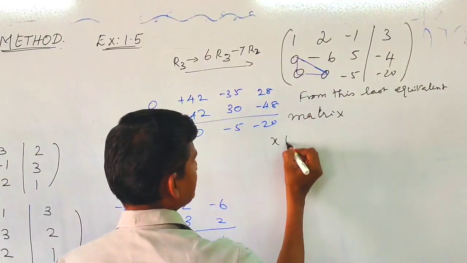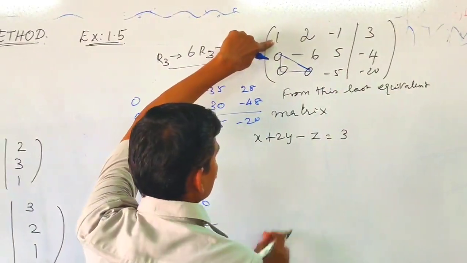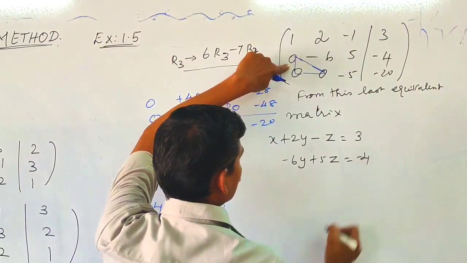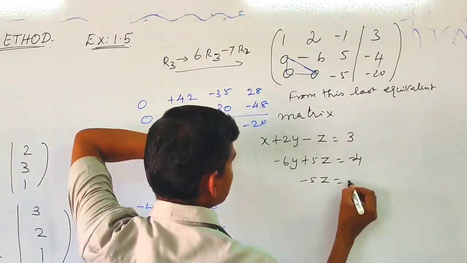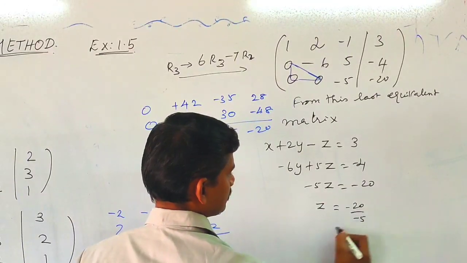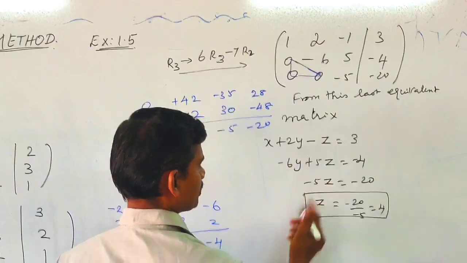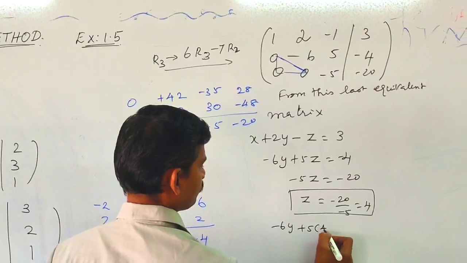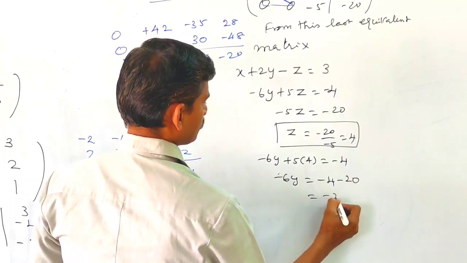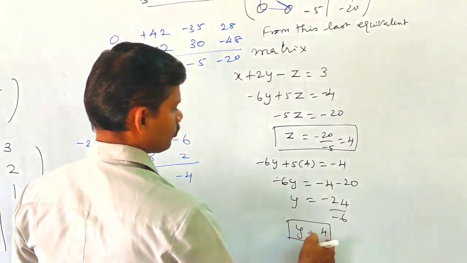we can write the equations as x plus 2y minus z equals 3, then minus 6y plus 5z equals minus 4, then the last equation is minus 5z equals minus 20. Simplifying, minus 20 by minus 5 is 4, so z is equal to 4. Substitute z as 4 here. You will get minus 6y plus 5 into 4 equals minus 4. Minus 6y equals minus 4 minus 20, which is minus 24, divided by minus 6, which gives 4. Here the value of y is also 4.